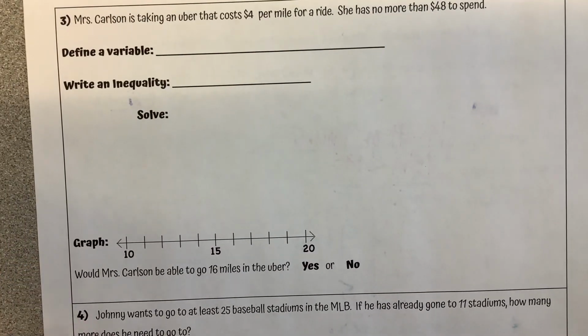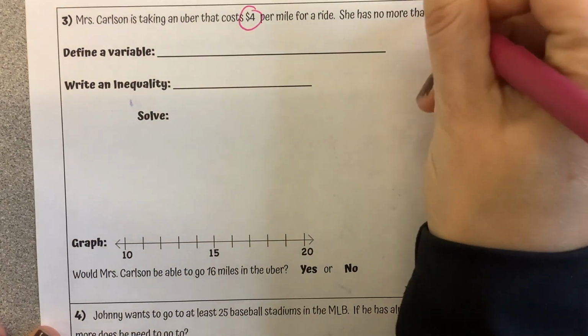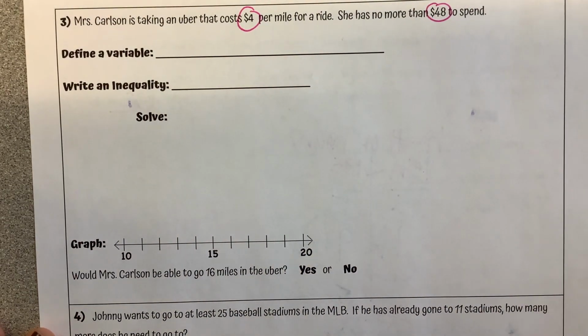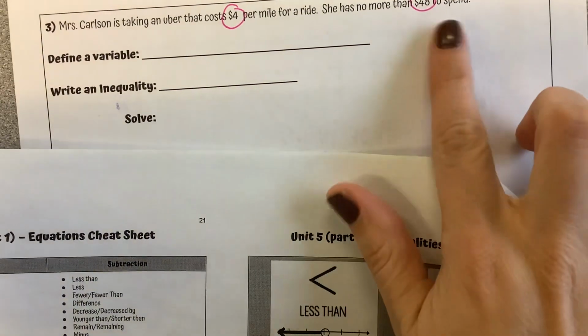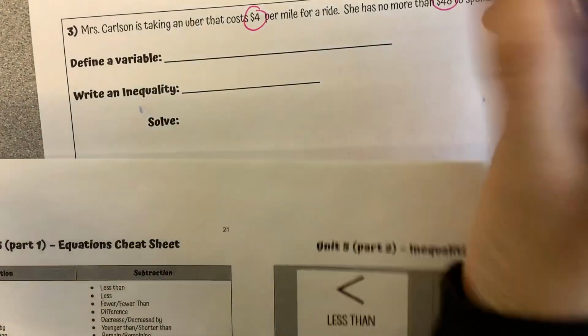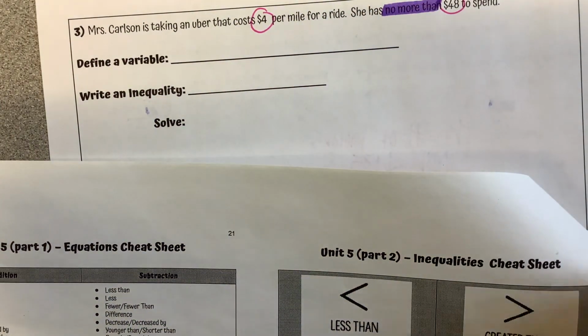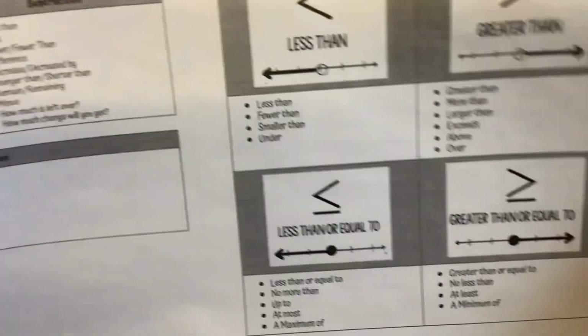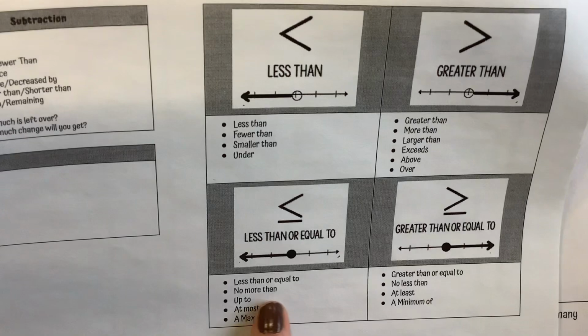Mrs. Carlson is taking an Uber that costs $4 per mile for a ride. She has no more than $48 to spend. So looking at my keywords here, I'm going to start with the inequality. I'm going to look at the total amount that she has, which is $48. To the left of that, I see the phrase no more than. And if you don't remember what that is, I'm going to look on my chart here, and I see no more than right here that is less than or equal to.